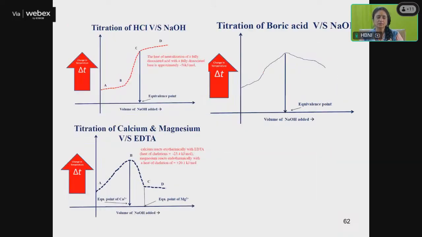So this is the typical plot. A similar type of plot you will be getting. There is a change in temperature and volume of NaOH added, again change in temperature and volume of NaOH added. These are the typical plots. And this is the equivalence point, whereas in normal acid-base pH measurement or potentiometric measurement, this becomes the endpoint. But here you can see this is representing the endpoint. So this is all about these classes.